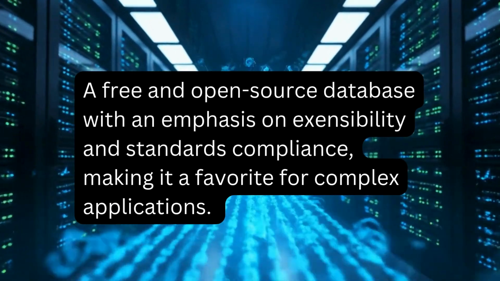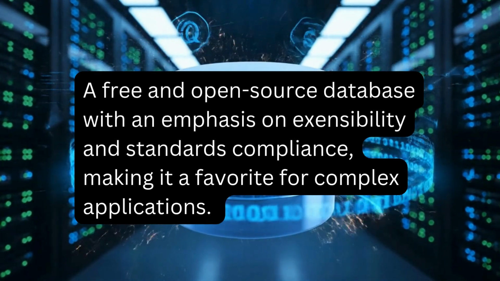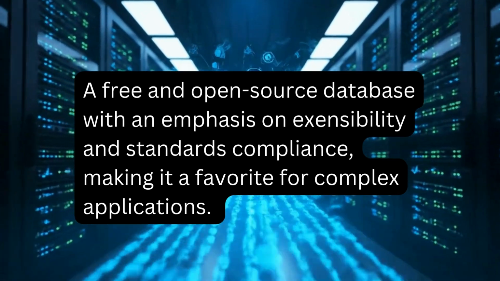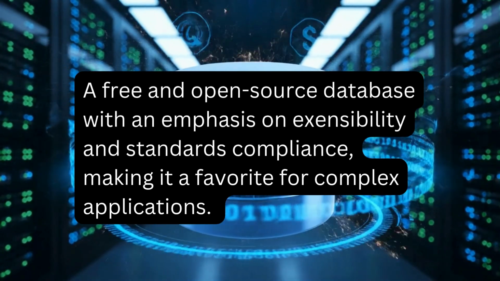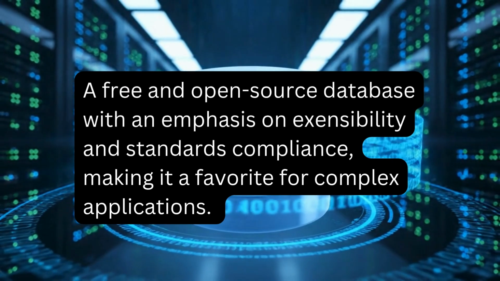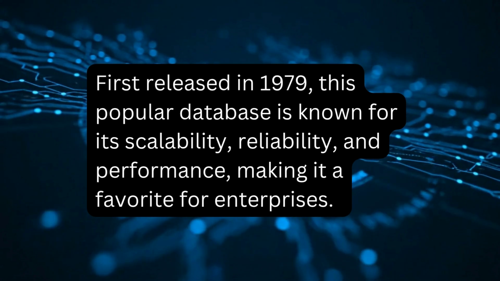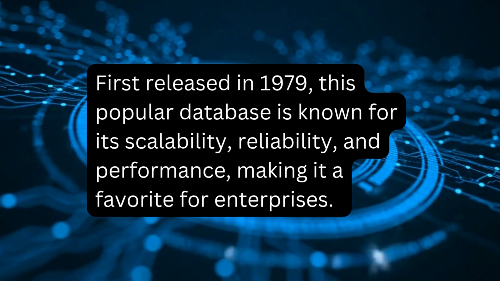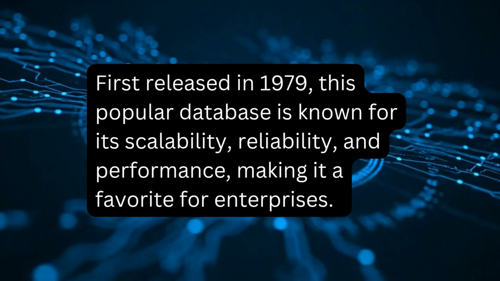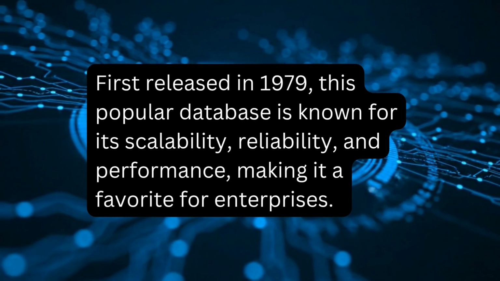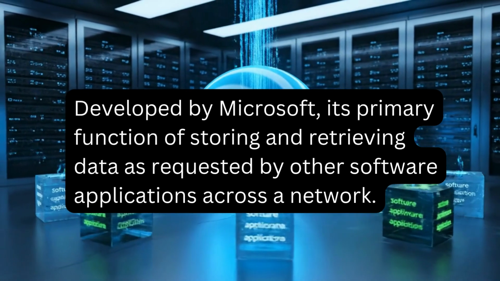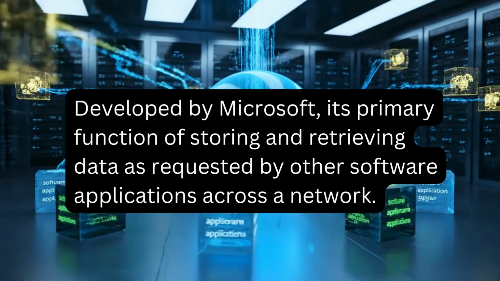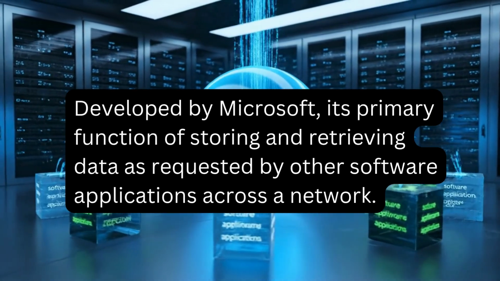Next is PostgreSQL, or as a lot of people call it, Postgres. It's another open source powerhouse, but it's really known for being packed with advanced features and for being super strict about following standards. That makes it a top choice for more complex, data-heavy applications. And in the commercial world, Oracle Database is an absolute giant. It's been around since the late 70s and is famous for its incredible scalability and reliability. That makes it the go-to for huge corporations and financial institutions. And of course, from Microsoft, we have SQL Server. It's really designed to be the central data hub for other software applications, which makes it a cornerstone for businesses that are built on the Microsoft ecosystem.